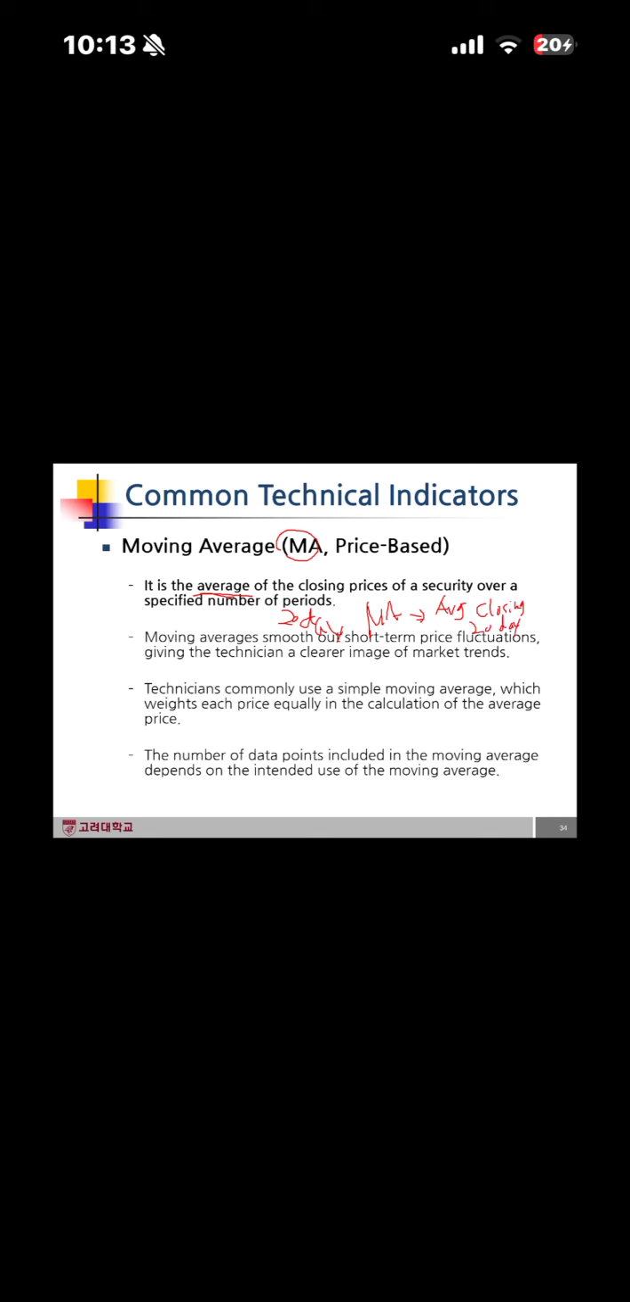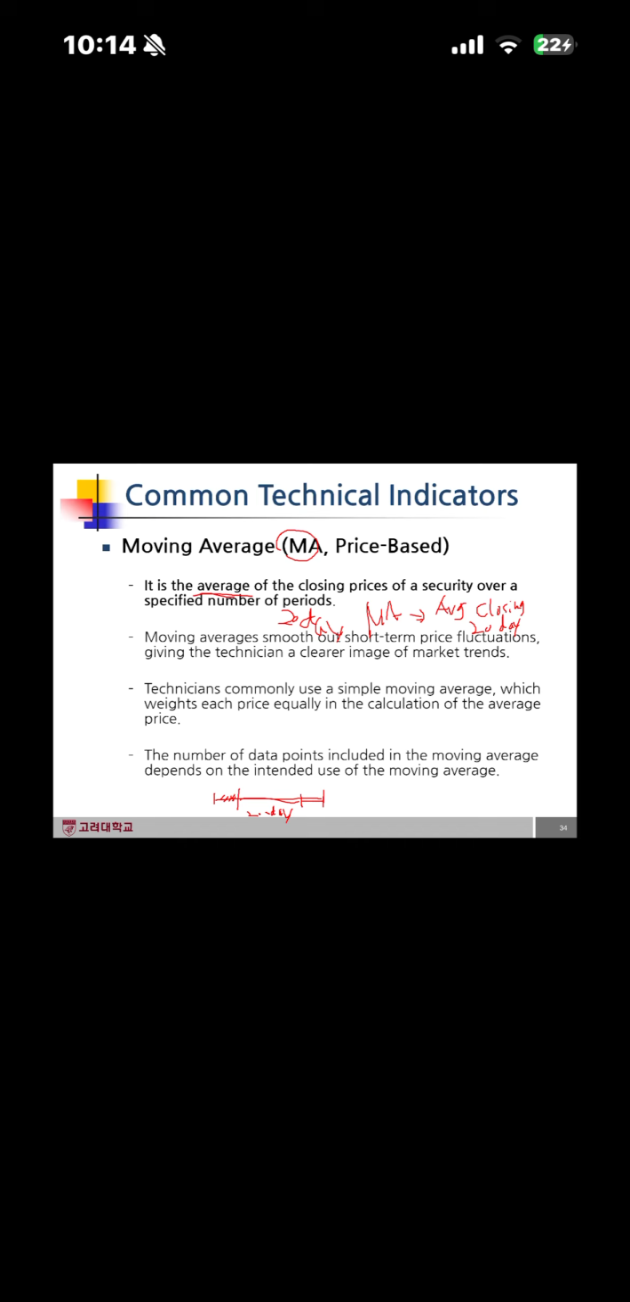So if we just add the closing prices of 20 days together and divide by 20 to derive the average closing price over 20 days, that is the 20-day moving average. Each day, the calculation moves forward by one period. So the newest price is added and the oldest price is removed. That is why it is called a moving average. So if we take the average of 20 days, and if a new day comes, we delete the oldest day and we recalculate the new 20-day moving average. So this is the moving average concept.